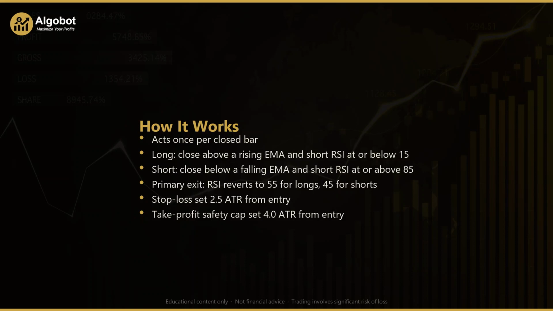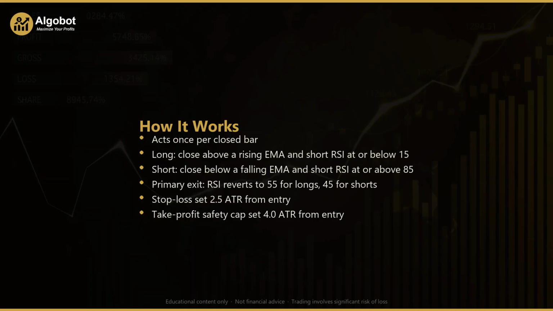For a long entry, 3 conditions must all line up. First, the most recent close must be above the exponential moving average. Second, that average must be rising. The strategy compares it to its value a set number of bars earlier, 5 by default, to confirm the slope is genuinely upward. Third, the short relative strength index must have dropped to or below the oversold level, which defaults to 15. When price is riding above a rising average, but the fast oscillator has dipped into oversold territory, the strategy reads that as a shallow pullback nearing exhaustion, and it signals a buy.